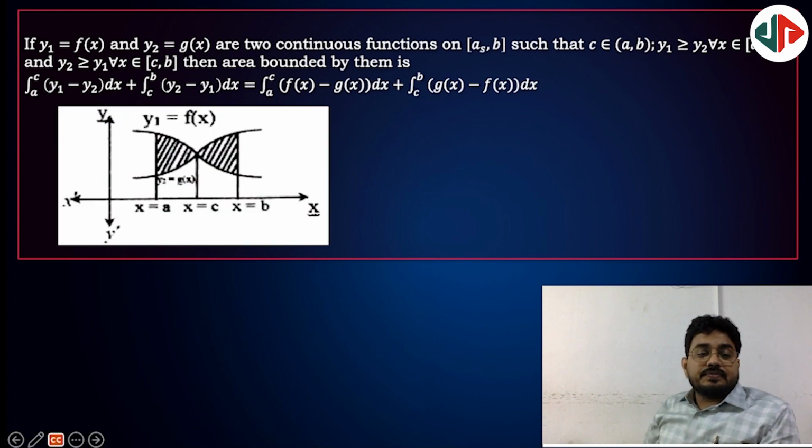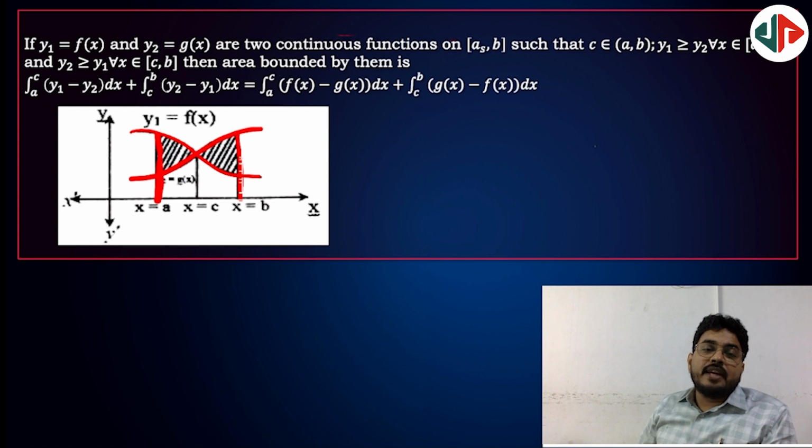Look at here. I am trying to cover all the cases. f of x is this one, g of x is this one. I need the area between x equal to a and x equal to b. But in between, x equal to c is there. So what are you going to do? Simply the integral from a to c of f of x minus g of x dx.